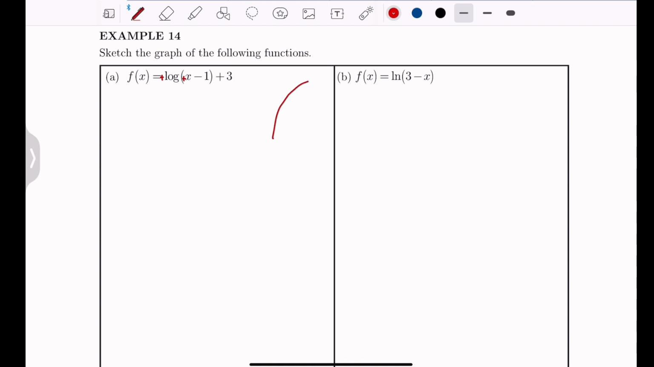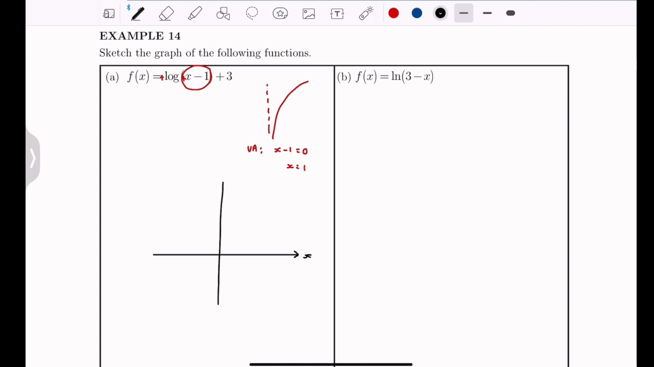Then we find the vertical asymptote. So the vertical asymptote, we take the expression inside the log, x minus 1, equate to 0, so x equals to 1. So this is the vertical asymptote. So we can start to draw the graph. We can start to sketch the graph.